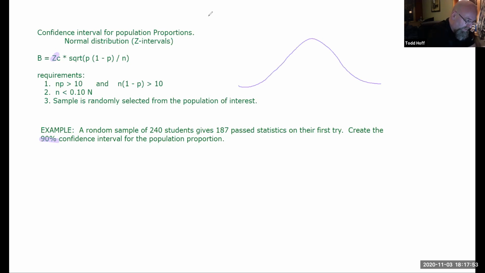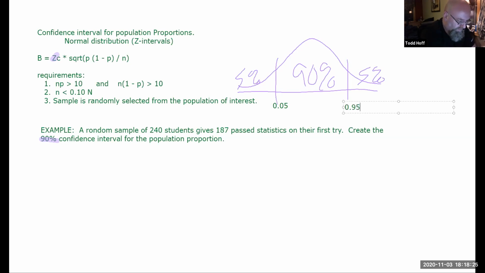This goes back a couple of weeks where we had 90% out of the middle. That's what that 90% means. We're taking 90% out of the middle of the curve, which means there's 10% outside of that. Well, that 10% is split evenly, 5% to each side. Well, that makes this the 0.05 cutoff. And this up here, the 0.95 cutoff. So we can find those critical values off of that.